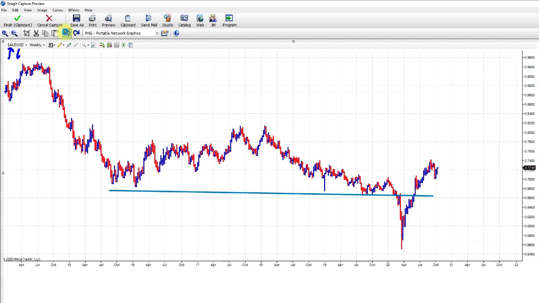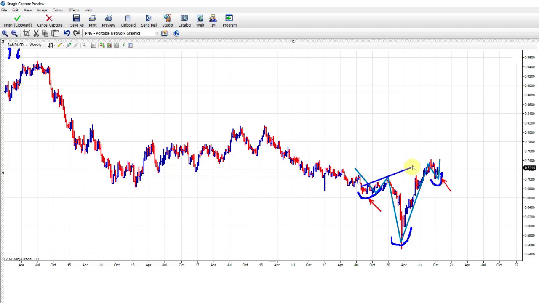But in addition, we have this very meaningful looking inverted head and shoulders. So this is just an upside down version of what we saw on the US dollar index, where you have a head and shoulders. But what's happening here is that the right shoulder is higher than the left shoulder. So what this implies is now we have a rising or upsloping neckline.